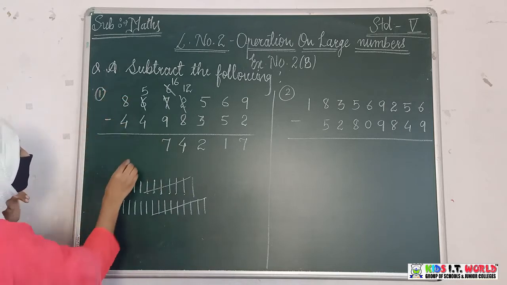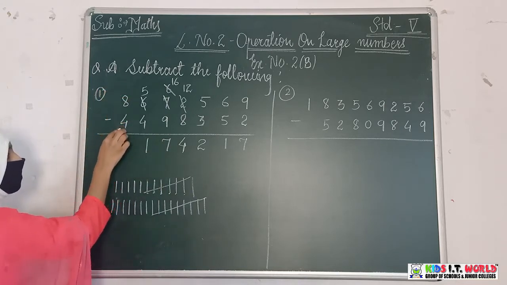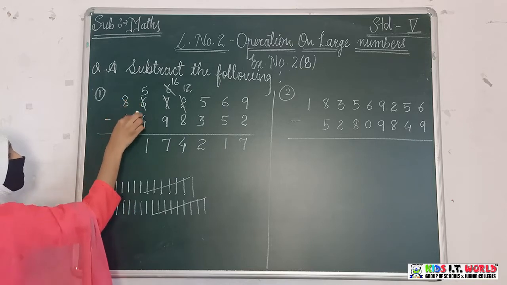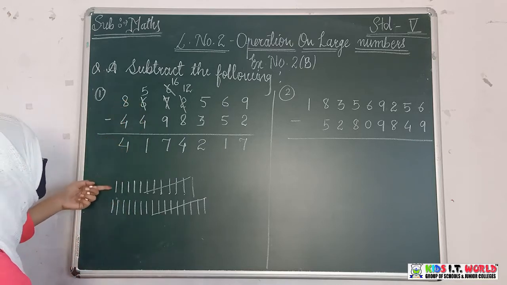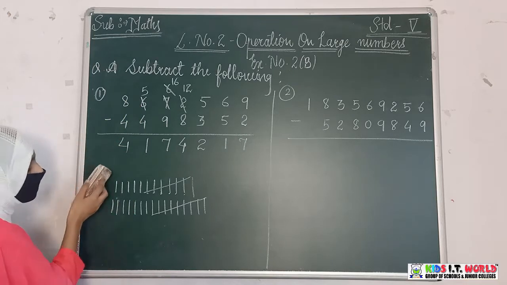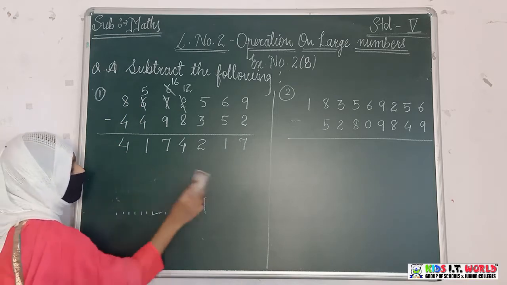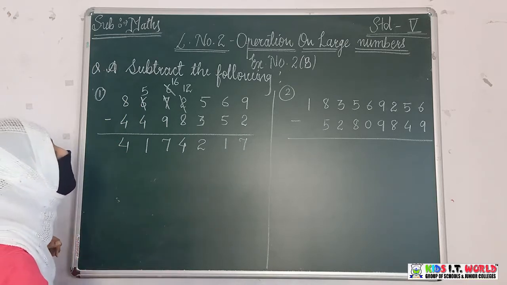Then 5 minus 4, it is 1. 8 minus 4, it is 4. In this way, you can subtract. If you are not able to subtract directly, you can subtract it in this way. Let's see the second example.